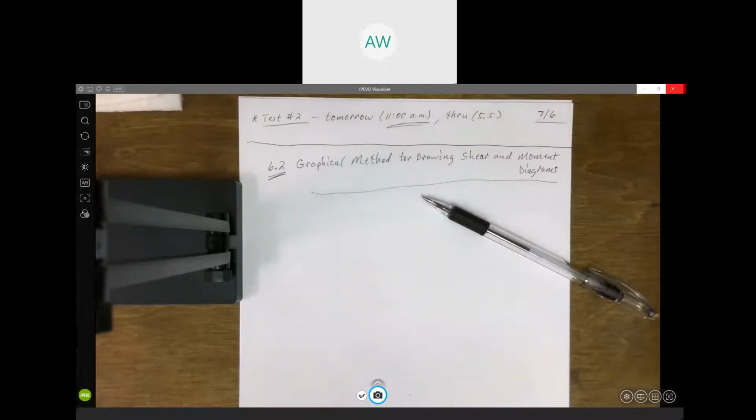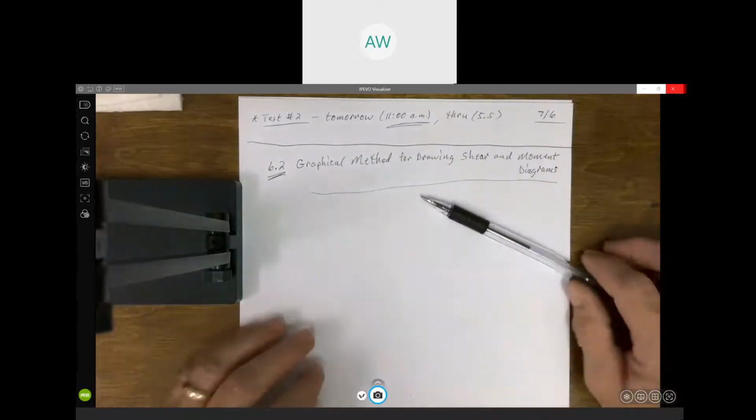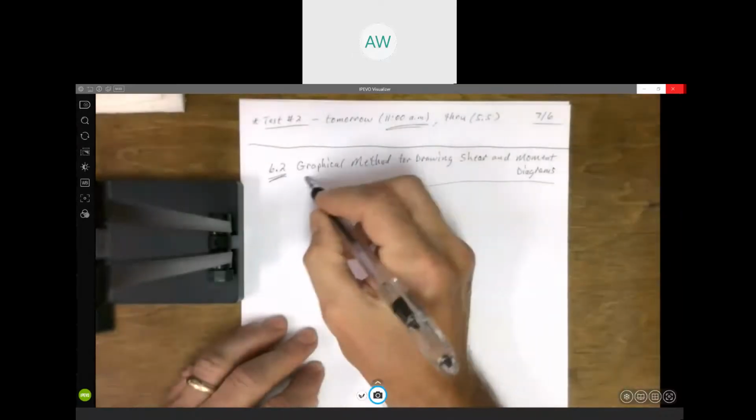Now, what we did last Thursday, I don't remember what date that was, June something, was calculate the equation as a function of x, the longitudinal direction down the beam. We got an equation for the shear force and the moment as a function of x, and literally graphed those equations.